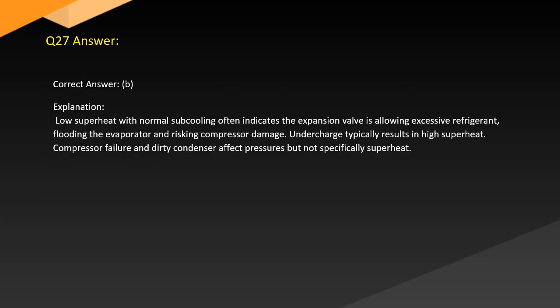Answer. Correct answer: B. Explanation. Low superheat with normal subcooling often indicates the expansion valve is allowing excessive refrigerant, flooding the evaporator and risking compressor damage. Undercharge typically results in high superheat. Compressor failure and a dirty condenser affect pressures but not specifically superheat.